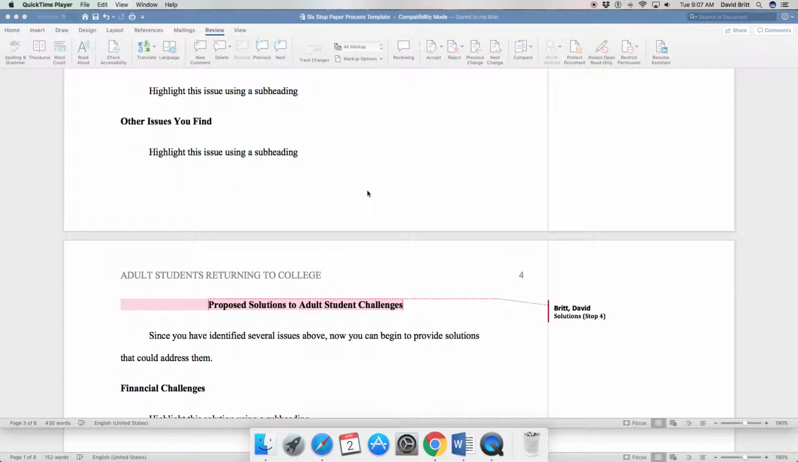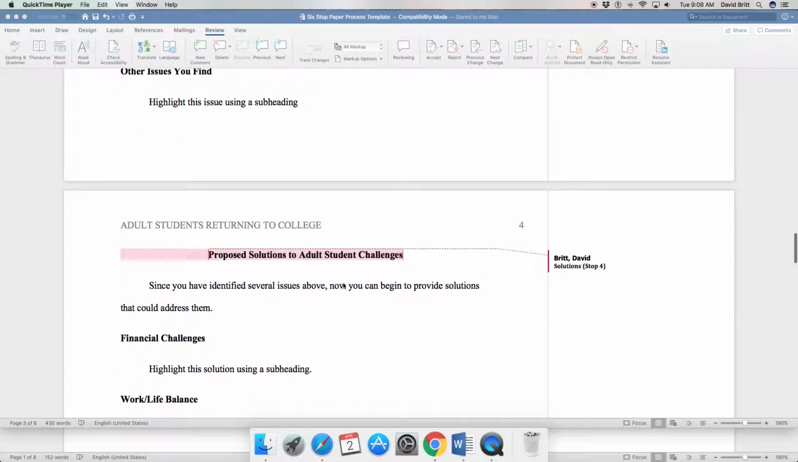Now, once you've presented these problems, you're ready to provide some solutions. Again, you can go to the CSU Online Library to find some research to see what organizations and universities and individuals are doing to address these problems. But this is the solutions part, which is stop 4 on the 6-stop process.